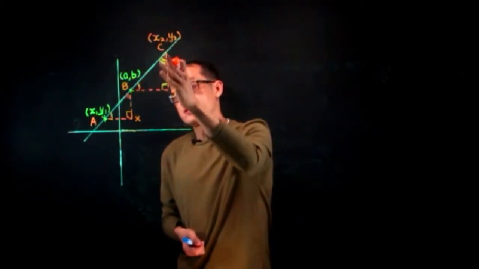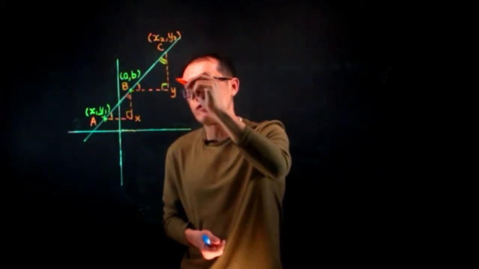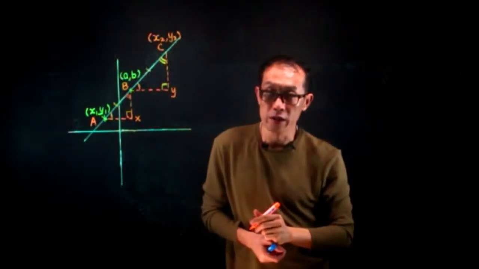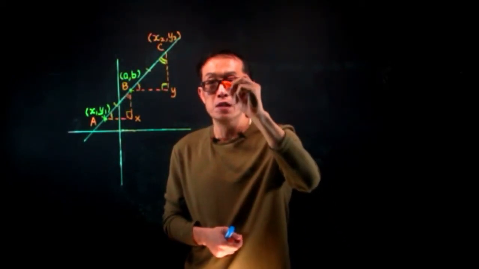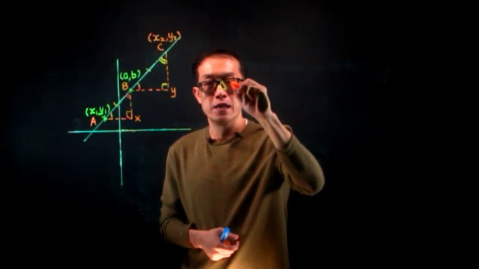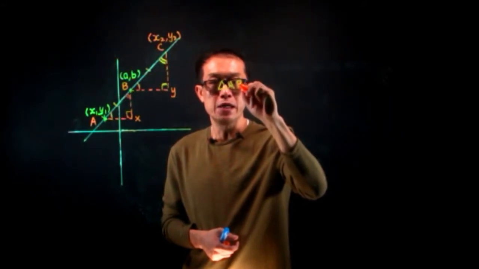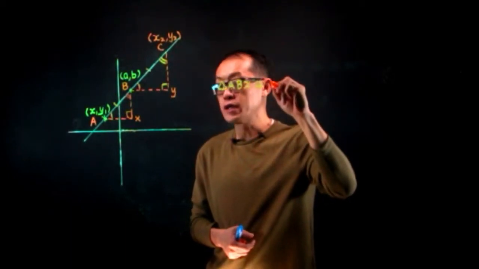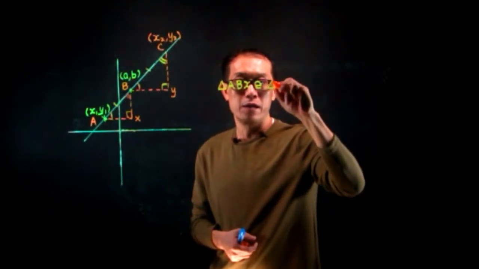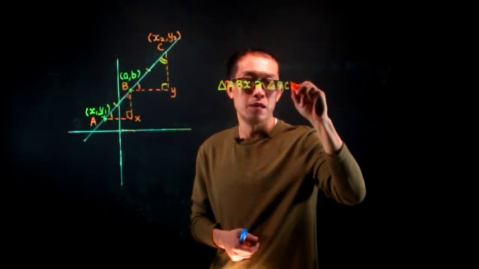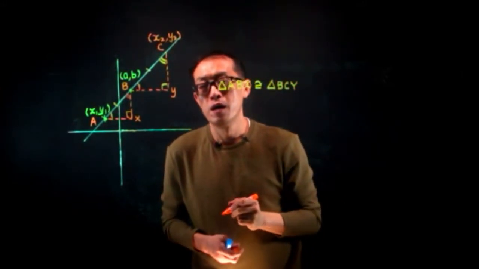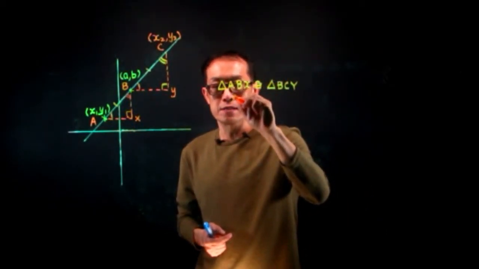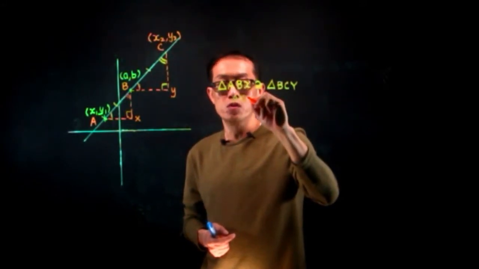Now if it divides the length into 2, you will find that these two triangles are actually congruent. Now triangle ABX is congruent with triangle BCY. Now if they are congruent, then AX will be equal to BY.